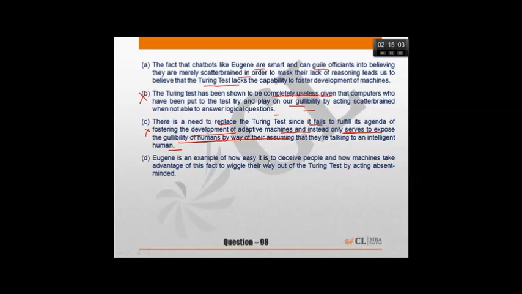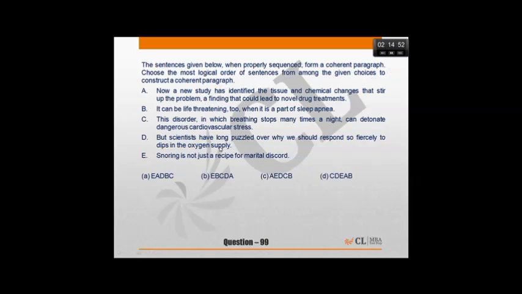Choice D: Eugene is an example of how easy it is to deceive people and how machines take advantage of this fact to wriggle out of their way. I think absent-minded machines, not sure. Let me just skip this one.